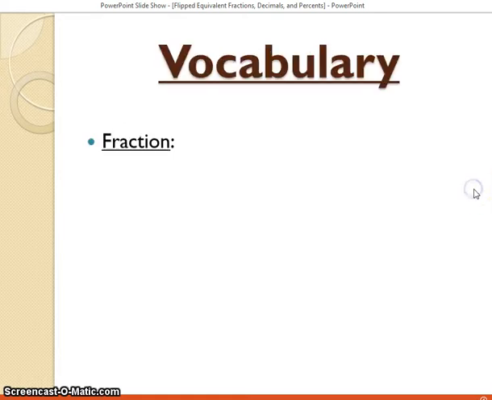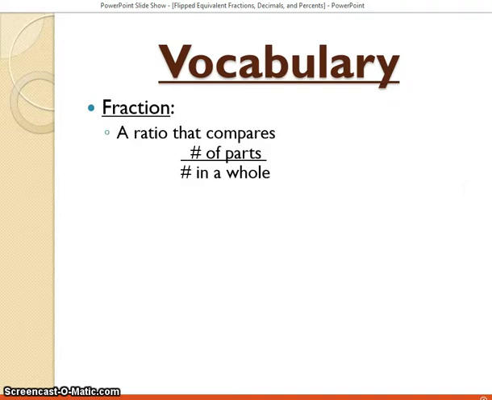So let's look at the vocabulary terms. First of all, what is a fraction? A fraction is a ratio that compares the number of parts to the number in a whole. The number of parts is called the numerator, and the number that make one whole is called the denominator.